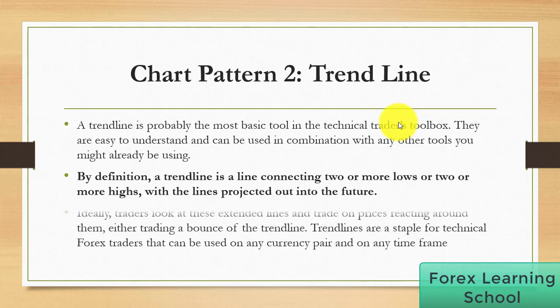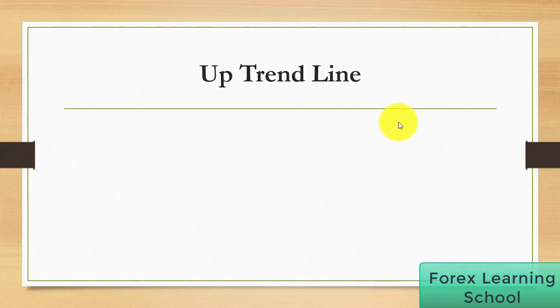Ideally, traders look at these extended lines and trade on prices reacting around them, either trading a bounce of the trend line. Trend lines are a staple for technical Forex traders that can be used on any currency pair and on any time frame. There are two types of trend line. One is uptrend line, another is downtrend line.